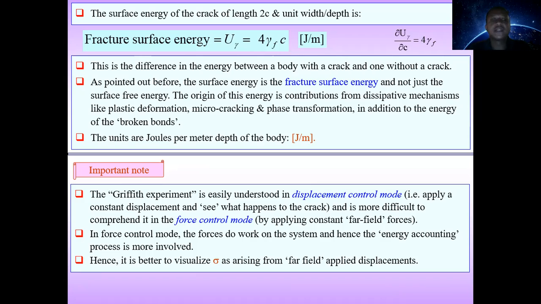Note that Griffith's experiment is easily understood in the displacement controlled mode, that is, applying a constant displacement and seeing what happens to the crack. It is more difficult to comprehend in the force control mode, by applying constant far field force. In the force control mode, the force does work on the system and hence the energy accounting process is more involved. Therefore, it is better to visualize sigma as arising from far field applied displacement.